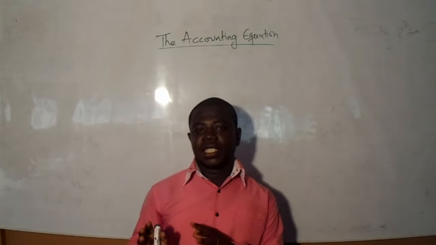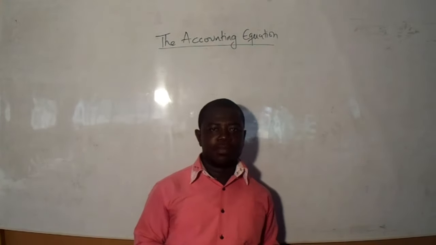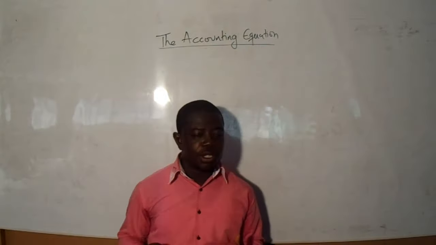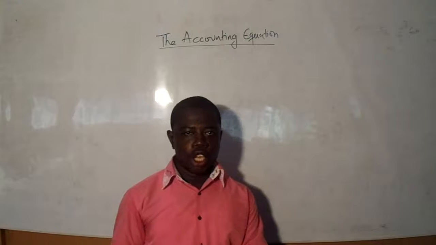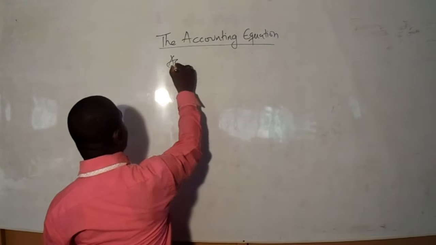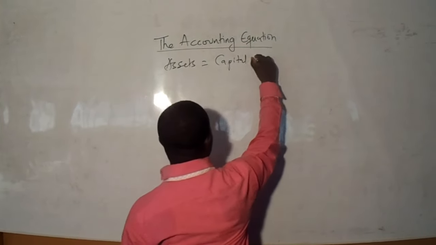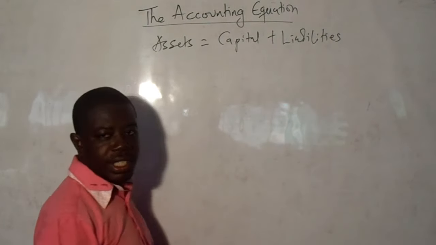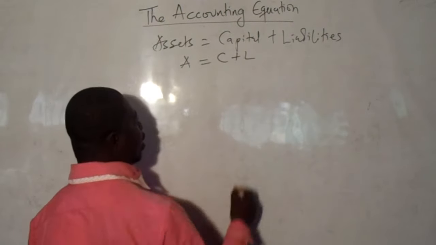The mathematical relationship between the assets of a firm and the claims on the assets is the mathematical relationship between the assets of the firm and capital and liabilities. And so it is given by assets equals capital plus liabilities. This is the accounting equation, and it can be shortened as A = C + L.